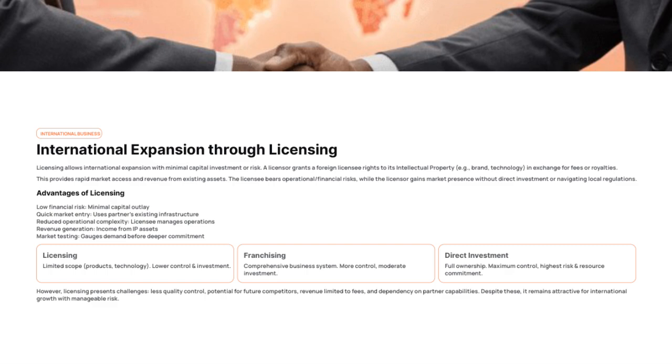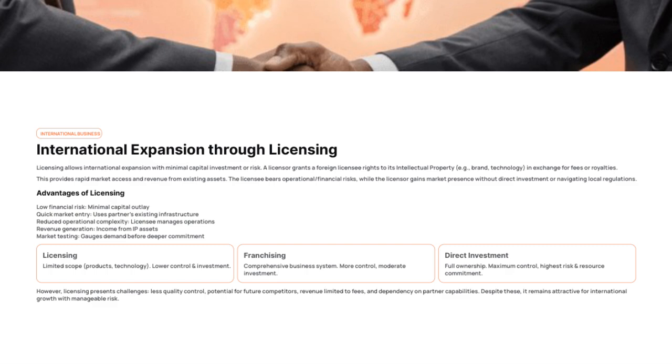Now, contrasting this with full ownership, which offers maximum control, but also requires the highest level of risk and resource commitment. Full ownership involves direct investment and managing every aspect of the business yourself. Then there's direct investment, which involves building or acquiring a comprehensive business system. It gives more control but requires moderate investment. Franchising is somewhere in between, offering limited scope, usually focused on specific products or technology, meaning lower control and investment levels compared to full ownership.